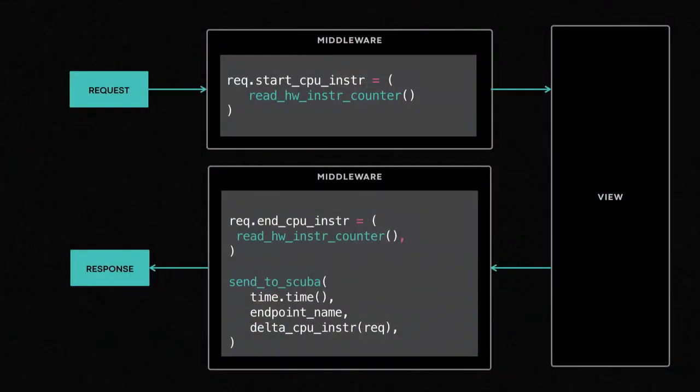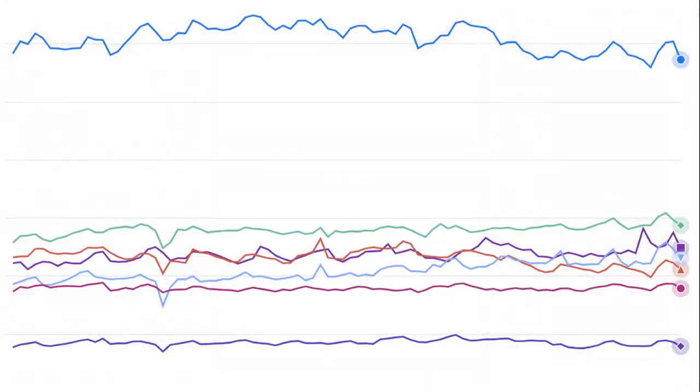We created a new middleware in Django that would read hardware instruction counters before and after every view function was executed, and the delta would be logged to Scuba. The simple endpoint profiler allowed us to track the infrastructure demand of an endpoint over time. By combining the endpoints that support a feature, we could suddenly track the infrastructure demand of a feature too, which is a really neat feature for product teams to have.